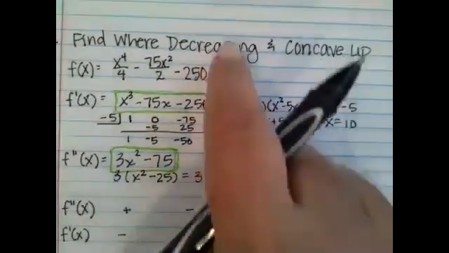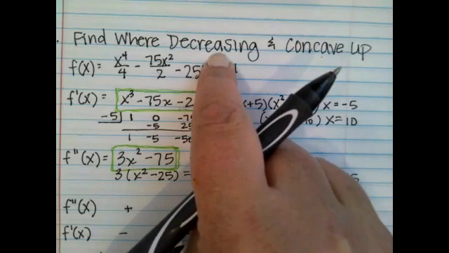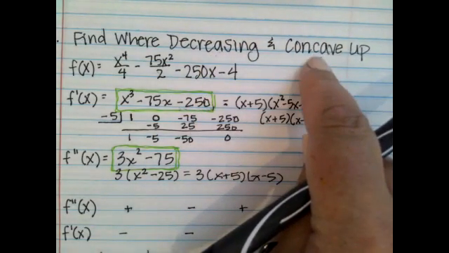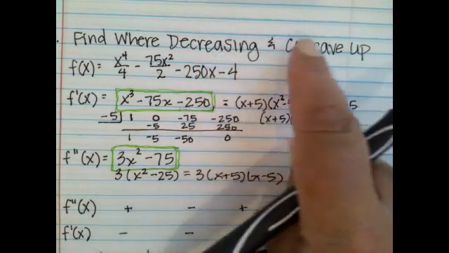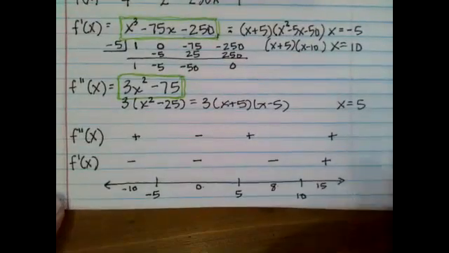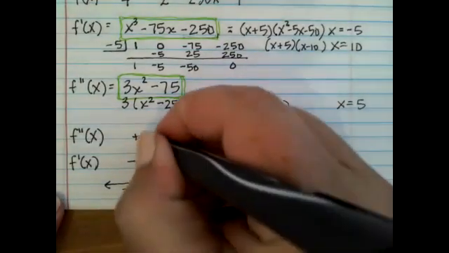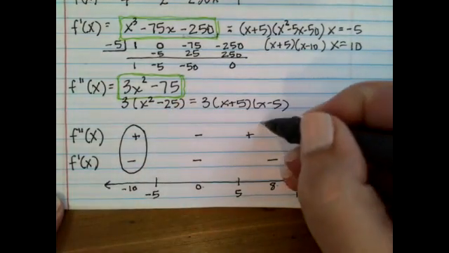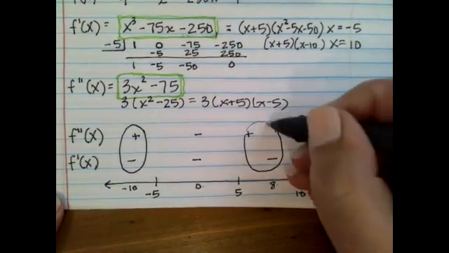And then we've got to answer the question. We want it decreasing, which means the first derivative is negative, and we want it concave up, which means the second derivative is positive. So which intervals have a negative first derivative but a positive second derivative? A negative first derivative but a positive second derivative. So that's this one and this one that I totally off-centered there.